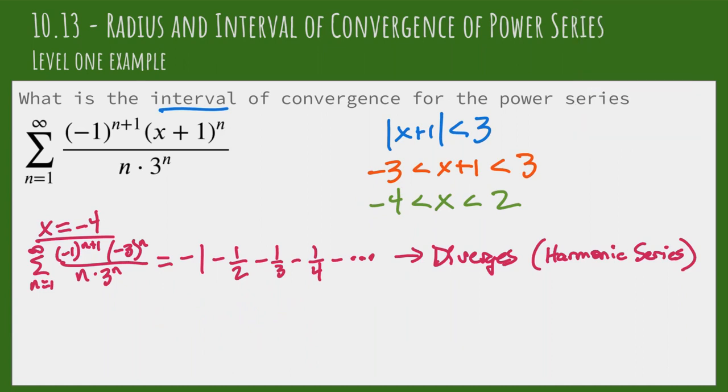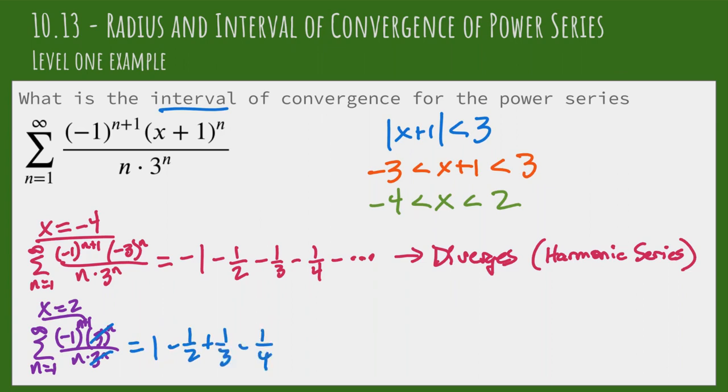Then we want to check the other endpoint at x equals 2. So we're going to rewrite the power series again, but this time we're plugging 2 in for x. So on top we're going to have 3 to the n, and on the bottom we have, this should be an n plus 1 here, n times 3 to the n. Now this one's a little bit easier to work with because it's easy to see that the 3 to the n's cancel. And what we end up with when n is 1 is 1 over 1, which is 1, minus 1/2 plus 1/3 minus 1/4, and so on. And this is the alternating harmonic series.